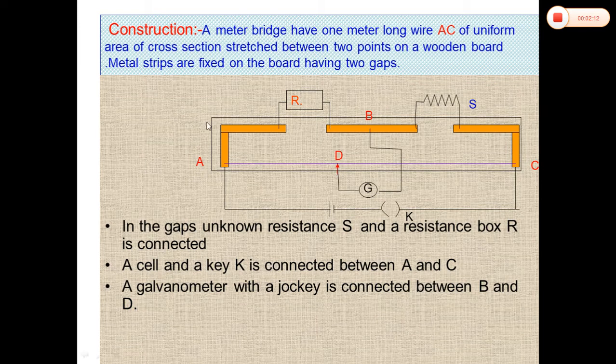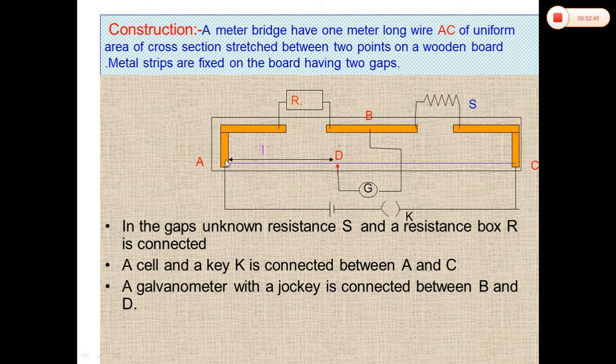Now, after completing this circuit diagram, students, first of all, we take a suitable resistance from resistance box R, that is of 1 ohm or 2 ohm, and then we touch the jockey at point A and then to point C. If the deflections in the galvanometer in both cases are in opposite directions, then the circuit is okay and you can proceed further to find the value of this unknown resistance.